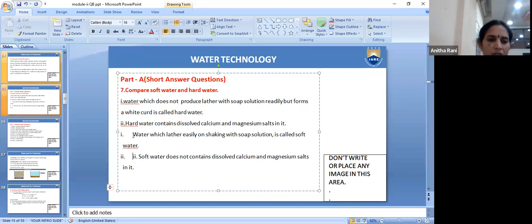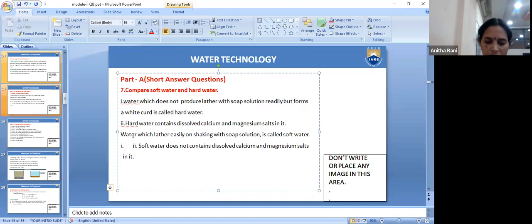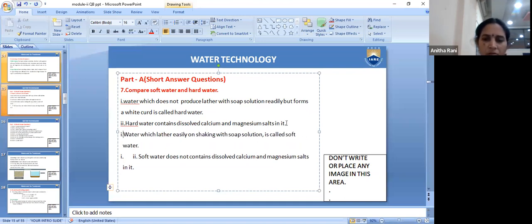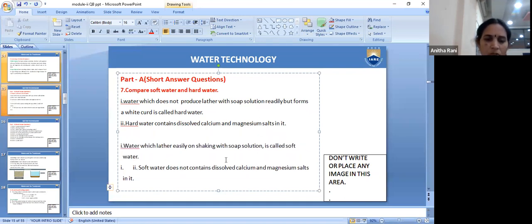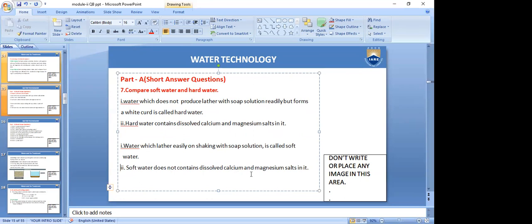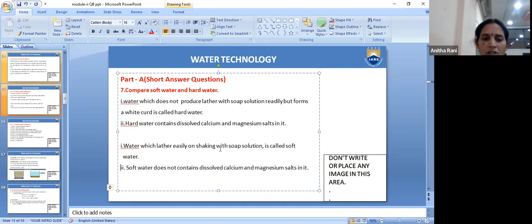Okay. Next, soft water. Soft water does not contain calcium and magnesium salts.